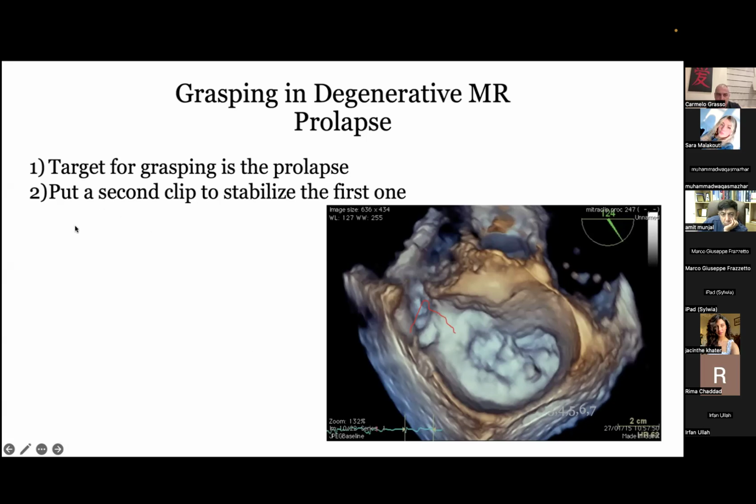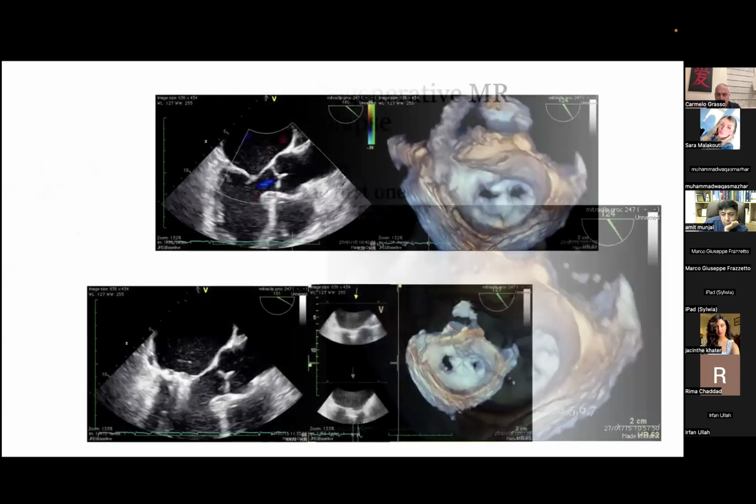The second statement, to put a second clip to stabilize the first one, was true with the first generation of the MitraClip. We now have the wider version. With the recent version, the G4 generation, if we are able to catch all the prolapse with one clip, we no longer put a second clip.